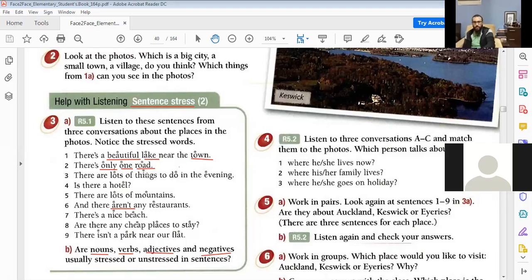There are lots of things to do in the evening. So there are, it's very quick. To, they don't say to, it's to do, because it's not stressed. In the evening, evening is clear. In the, it's not clear. In the evening, it's very quick. Yeah. So this is the idea. So this means the answer to the question, are they stressed or not? It's correct. So the nouns are stressed, verbs, adjectives, negatives are stressed.